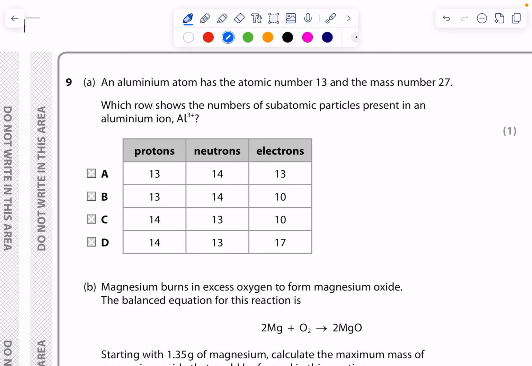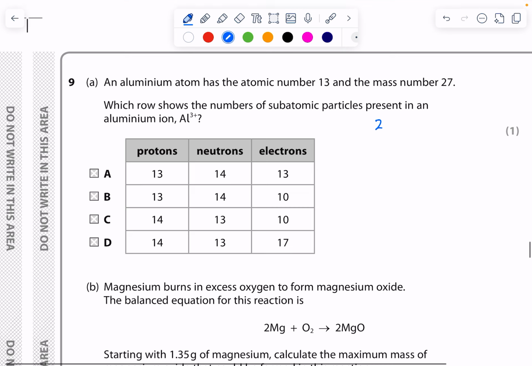So we're told here that an aluminium atom has a mass number of 27, an atomic number of 13. So let's put those into a format that we're used to seeing on the periodic table. And it wants us to work out the number of subatomic particles in an aluminium ion.